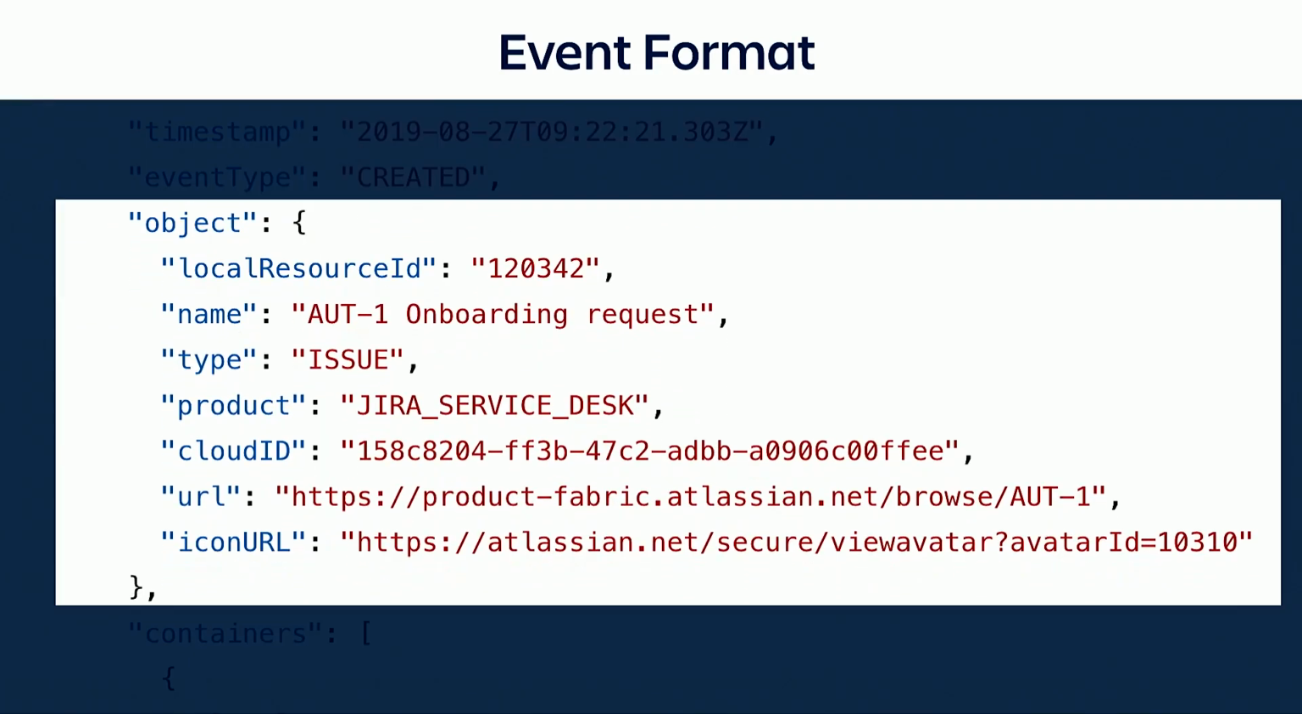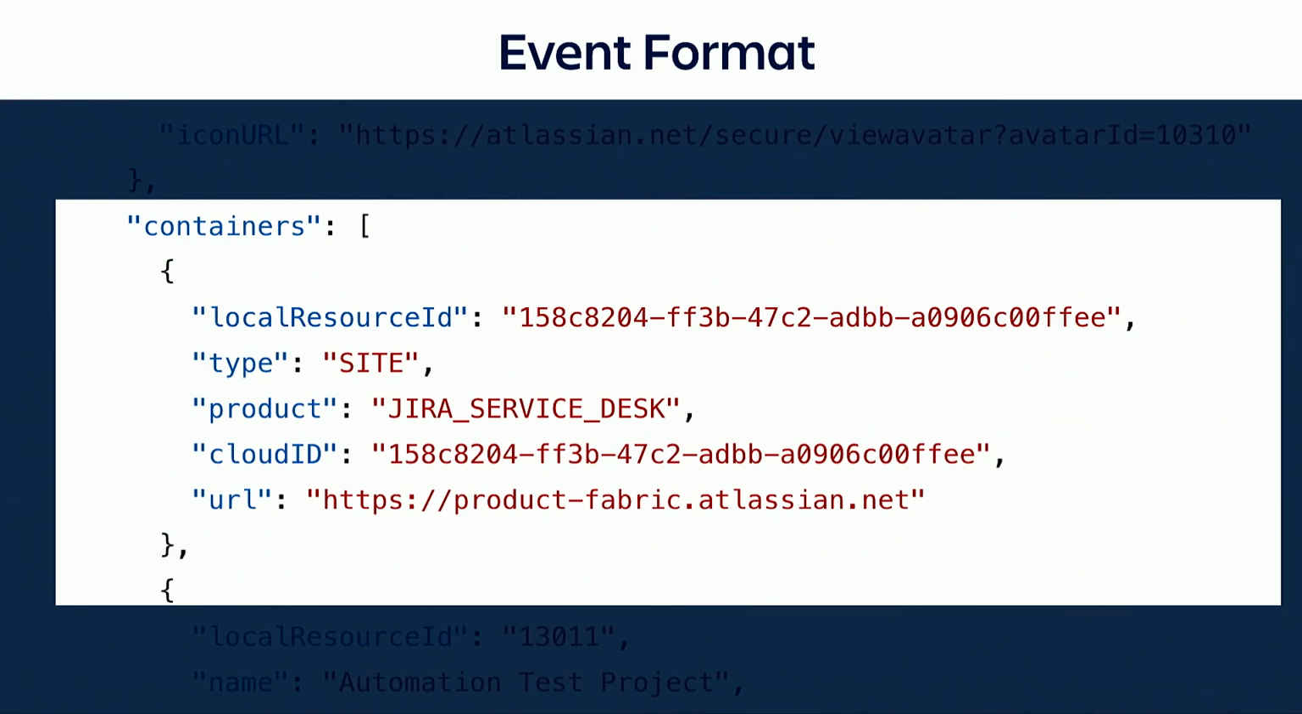And we've got the object on which the action was performed. In this case, it's an example of an issue created event, so the object is really an issue. We've got a local resource ID, which is an ID that can be used to call a Jira API to make some action on the issue. For example, we may use it to assign the issue to somebody or to comment on the issue. We've got a name, which really is the title of the issue. We've got the product in which it was created. Cloud ID, which is just the site identifier used in Atlassian, as well as a very handy URL of the issue itself, which we're going to use in this automation application.